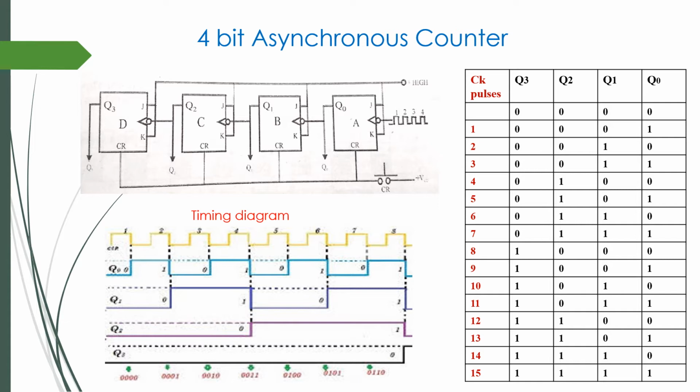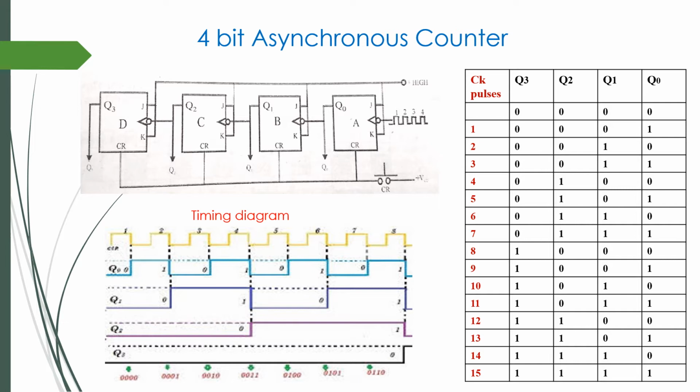As the first clock pulse arrives at the clock terminal of the first flip-flop, that is A, its output goes high at the negative edge of the first clock pulse. Hence the output Q0 goes from 0 to 1, which is the positive edge. This transition is the clock to the next flip-flop B. This will remain in the same state. Thus the flip-flops B, C, D will show the output 000 and the output of the counter is 0001.